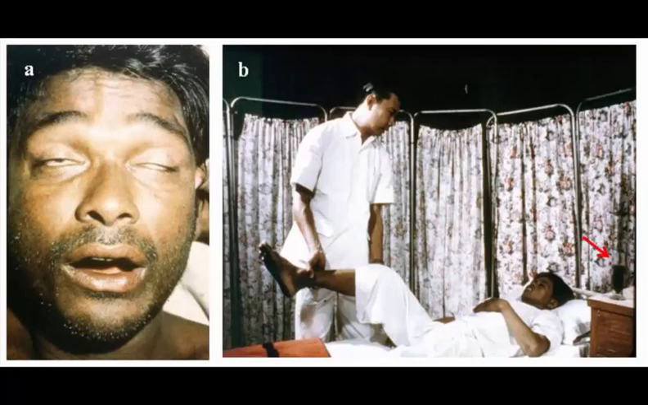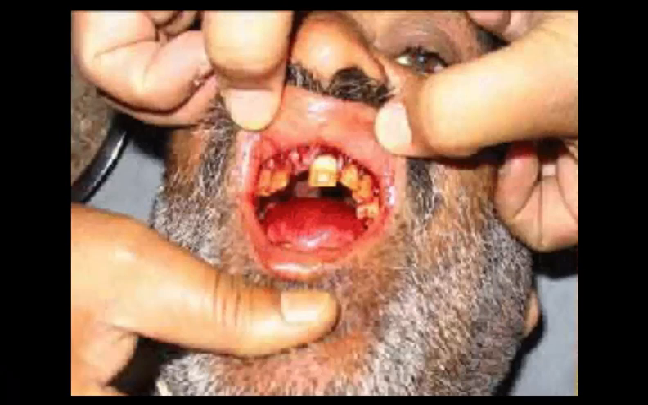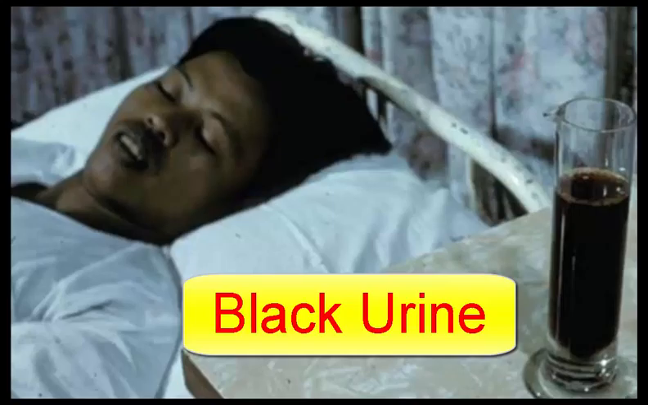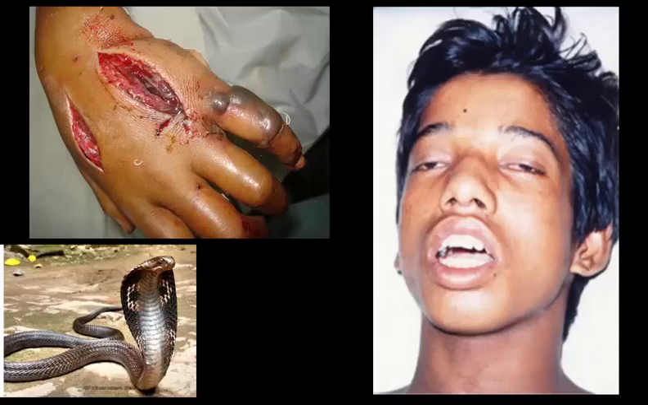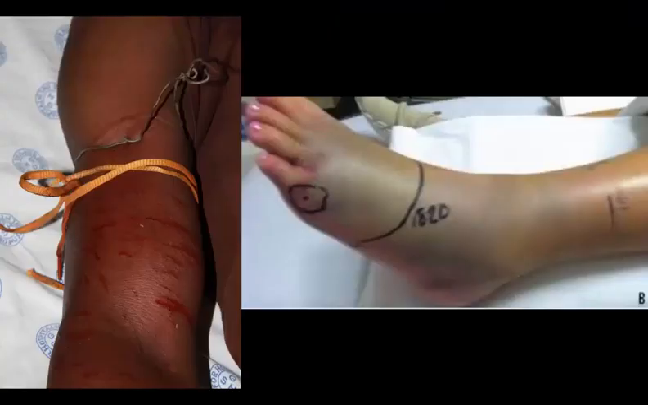The painless bite of krait is often unnoticed, and the patients are found paralyzed in the morning and sometimes dead. Vipers lead to hemotoxic manifestations, which are bleeding from any site, renal toxicity leading to decreased urine output and cola-colored urine. Cobra also causes neuroparalysis, but in comparison to krait, cobra bite is painful and also causes local swelling and bleb formation.